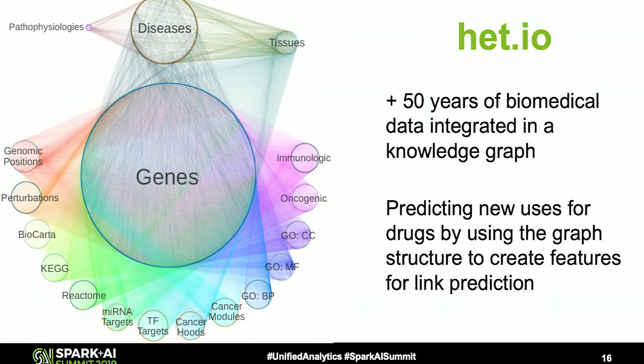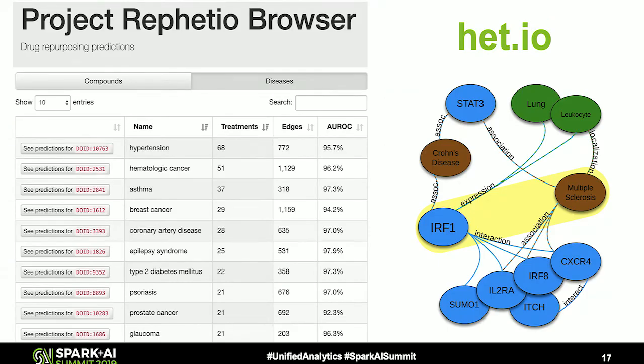There's an example that I find really exciting. Het.io is an organization that has decades of biomedical information in a knowledge graph, so a different type of graph based on trying to link information. And they use link prediction to help predict new uses for drugs, so drug repurposing, using a graph structure and the topology to create their features. If you get a chance, go to het.io. If you're in the medical industry at all, they have a browser where you can browse different diseases, different genes, and use some of the analysis they have.